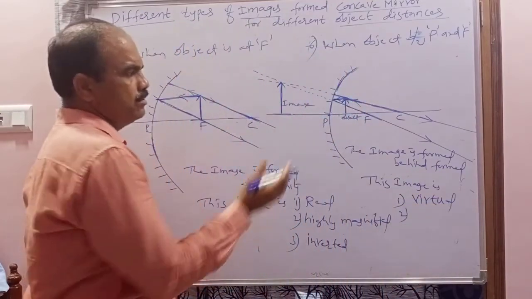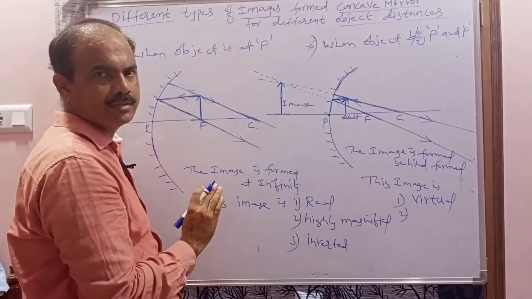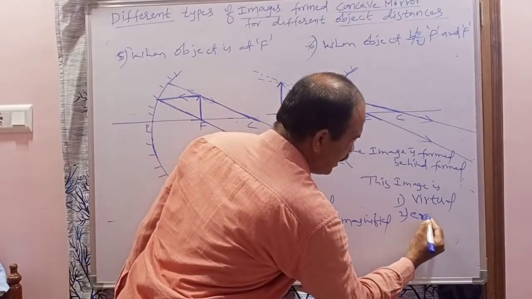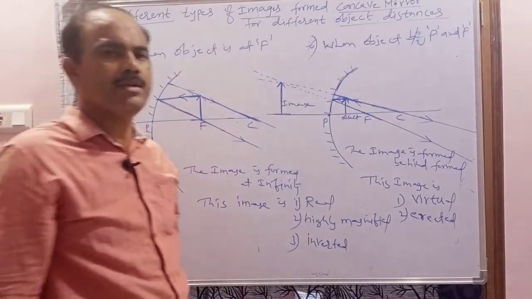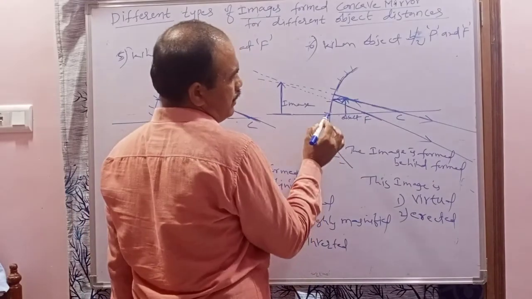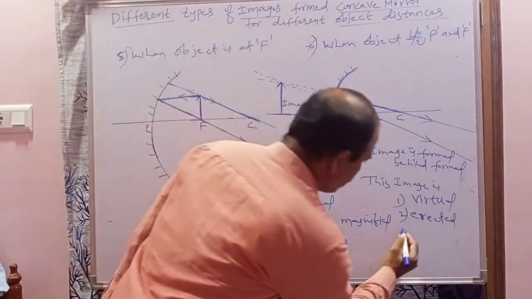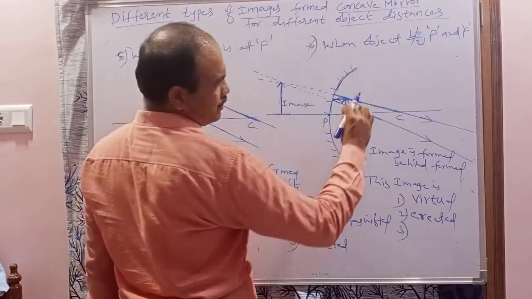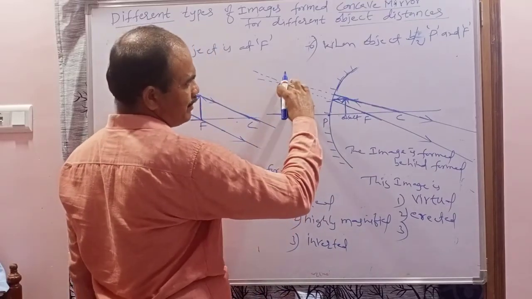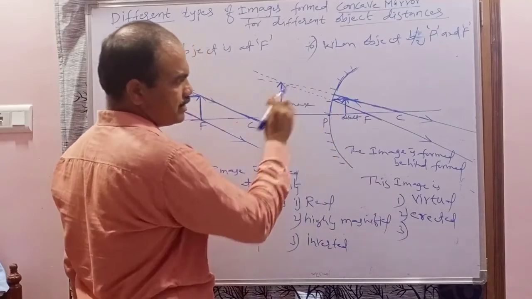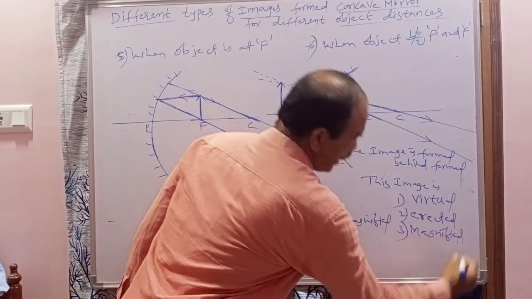And second, the object is above the principal axis and the image is also above the principal axis. So this type of image is called an erected image. When can the concave mirror form the erected image? The answer is when the object is between pole and focus. And the third one, come to the size. This is the size of the object and this is the size of the image. The size of the image will be more than the size of the object. That's why this image will be magnified.